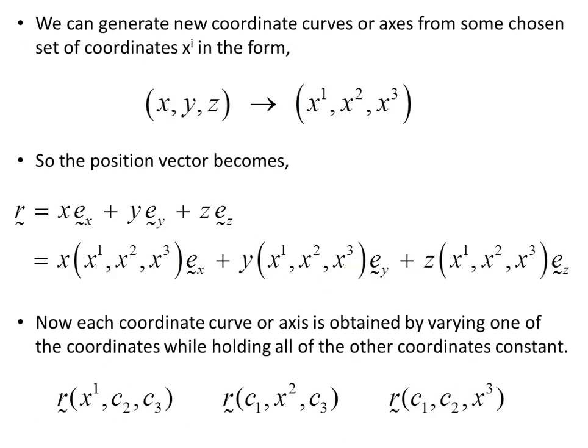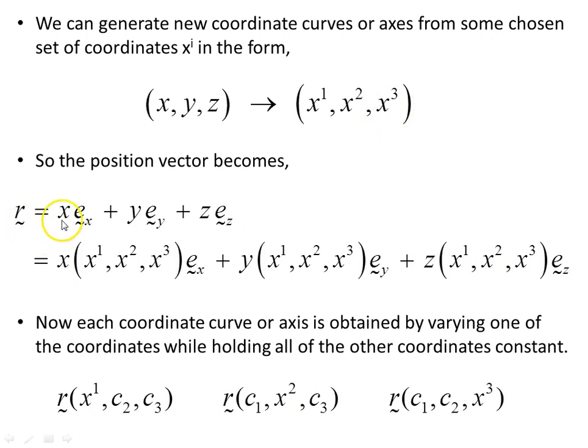Alright, we can generate new coordinate curves or axes from some chosen set of coordinates x^i. Here we have our Cartesian coordinates x, y, z, and for the sake of this video we'll use three-dimensional Cartesian coordinates because it's familiar, but in general this applies in any dimension. We want to transform them to the generalized coordinates x1, x2, x3, and of course the map that takes us from Cartesian coordinates to these generalized coordinates is one-to-one and invertible, and we rely on that. That was also in a previous video.